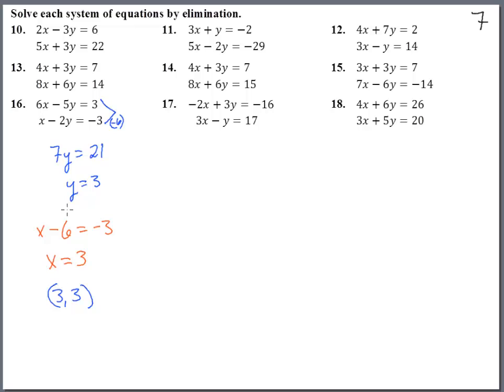And we can double check this. 6 times 3 is 18, minus 5 times 3 is 15. 18 minus 15 is 3. And 3 minus 6 is indeed a -3. Number 17.